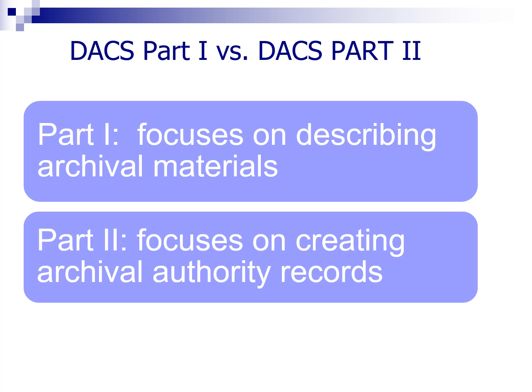If you have looked at DACS, you notice that DACS is divided into two distinct sections, Part 1 and Part 2. Part 1 focuses on all aspects of the process of describing materials and helps the archivist as they create those descriptions, often then presented in a finding aid. Part 2 is much different and focuses on the creation of archival authority records.